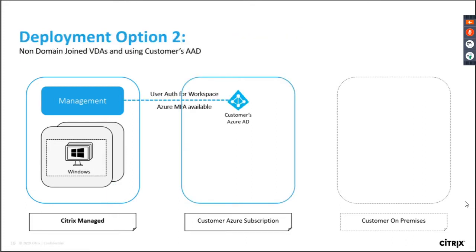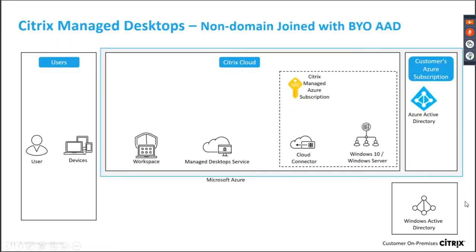Deployment option number two: what if I still need the VDAs not joined to any domain, but I need my authenticated user, which is residing on the Azure platform, to use these non-joined VDAs? Simply, user authentication will be connecting the Citrix Managed with the Azure subscription Active Directory. For user authentication, Azure multi-factor authentication will be available as well for adding a higher level of security, to let users authenticate with their Azure Active Directory and leverage their Windows virtual desktops or virtual apps. This is how it works.